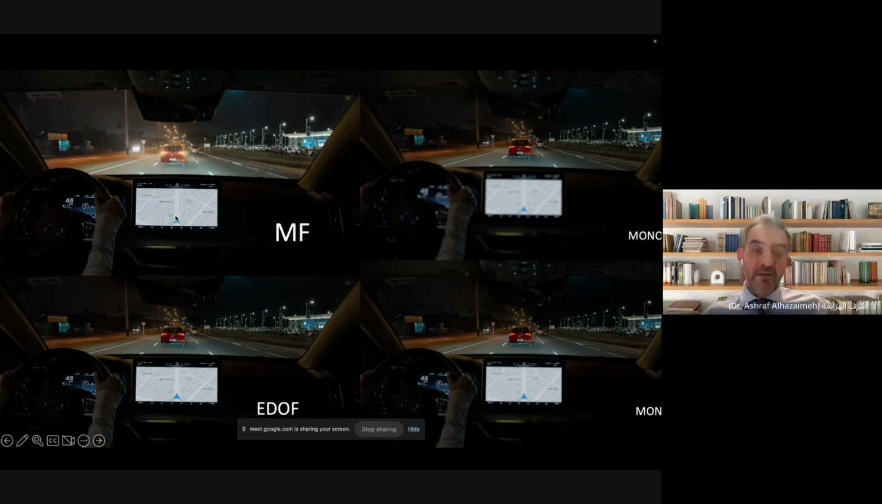This is a multifocal, and you see that the patient can see the dashboard, which is the intermediate distance, and can see also the far, but if you look at the spotlights here, you see some shadow and halo around the lights. If you compare it to the monovision, which has very sharp light spots in the far and a very sharp image for this car, for example, but the dashboard and the screen here are not clear at all. It's clear with the EDOF, but without the dysphotopsias. And the enhanced monofocal has a better intermediate vision than the monofocal, also without the dysphotopsia.